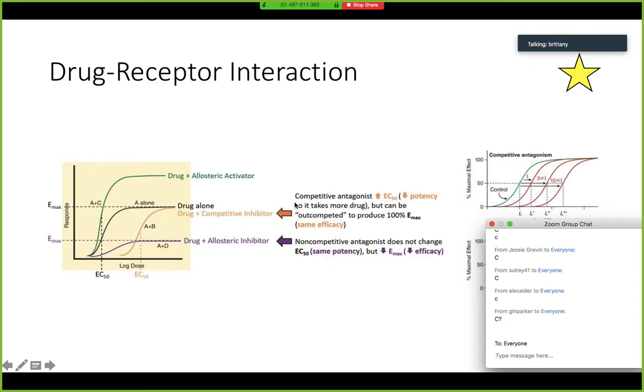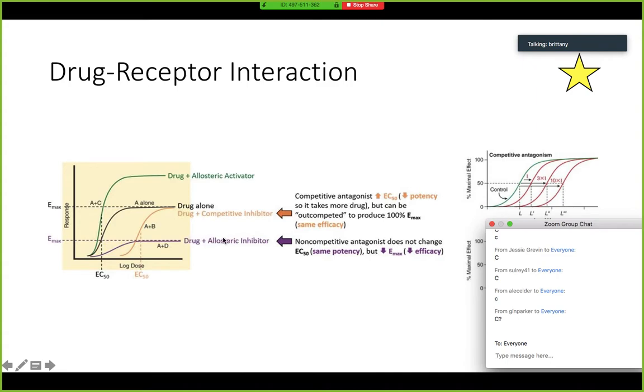right tomorrow. So a competitive antagonist, when combined with the drug, is going to increase the EC50 or decrease the potency, but it can be outcompeted to produce 100% Emax, so the efficacy is going to be the same. If she shows you a graph tomorrow, you want to look at the change in potency and the change in efficacy when the antagonist is added to the drug in order to determine whether it's competitive or non-competitive.